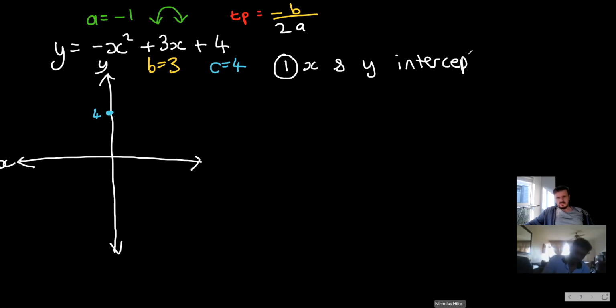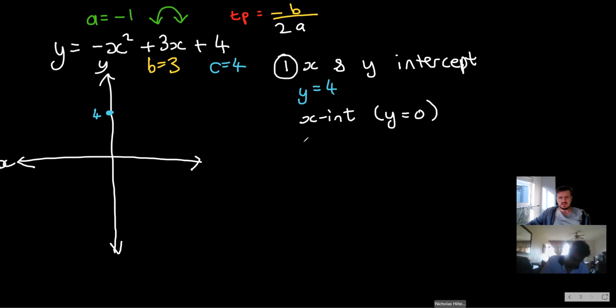Well, the first one is easy. That's just y equals 4. We've explored that already. Now, the second one is, to get our x-intercept, we make y equal 0.